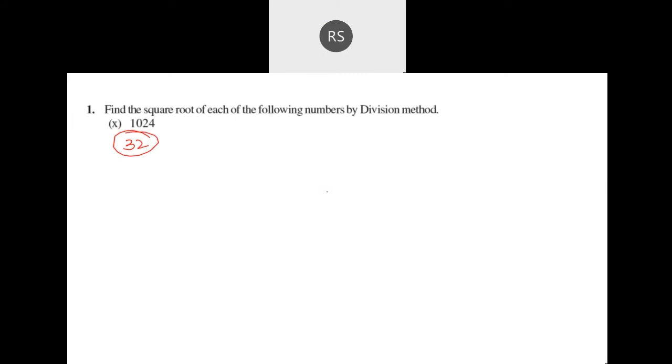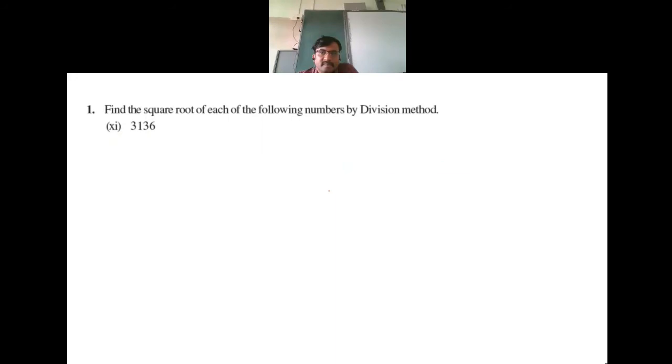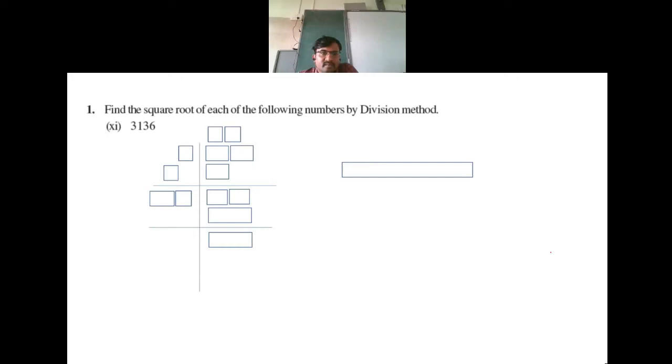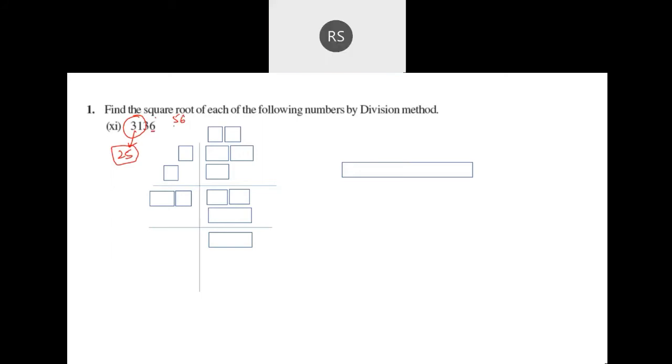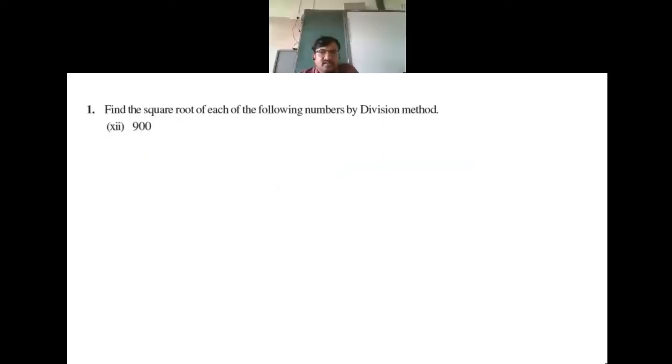Smallest 4-digit square number. This one I want somebody to answer. 56 squared. How did you guess that it is 56? Sir, 6 is the unit digit and the nearest square number is 25, so 5 has to be there. 25, ending with 6. So 56. This is how we guess it. Method you understood.